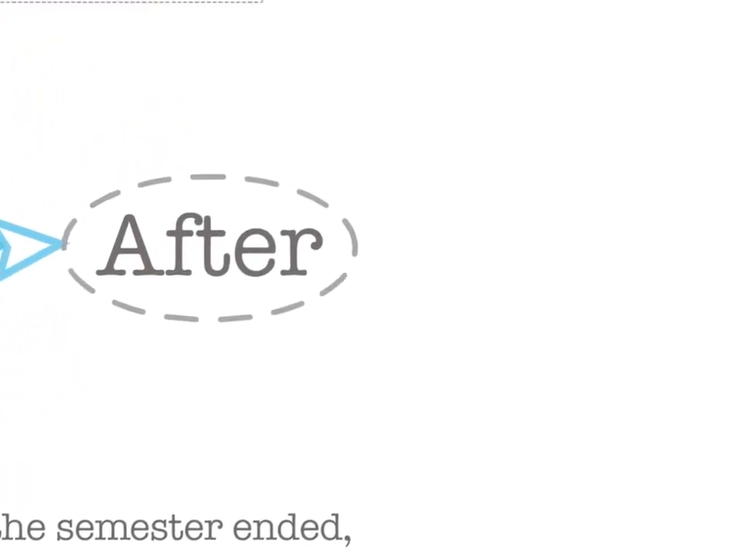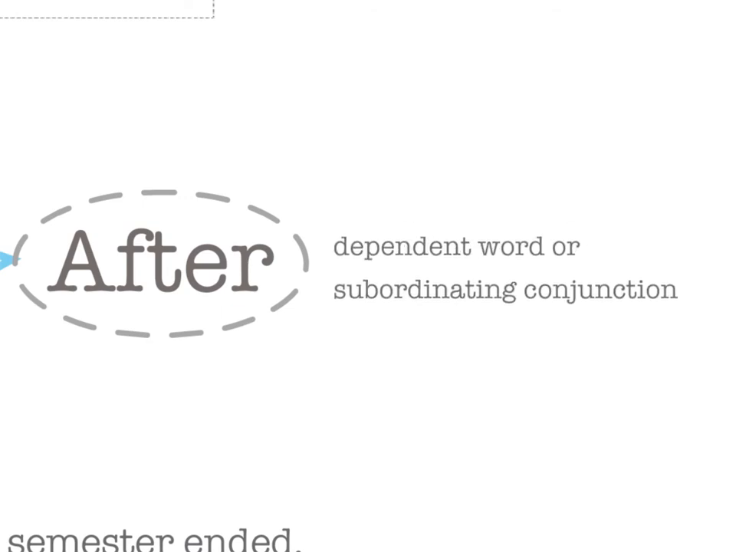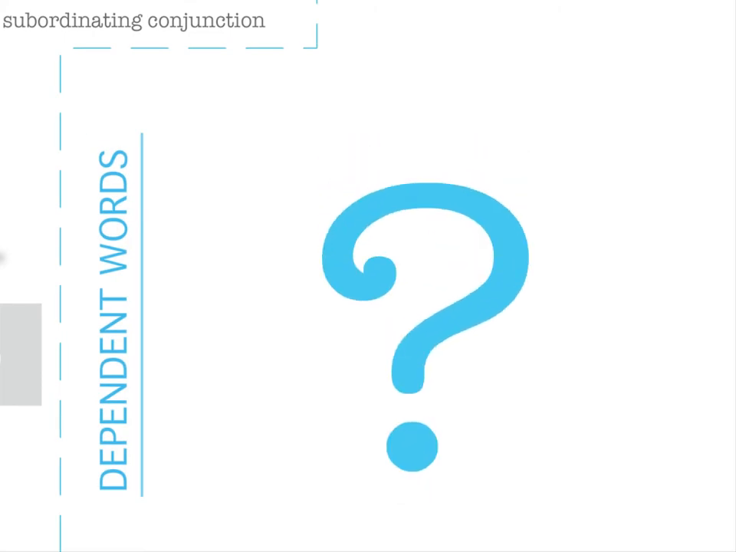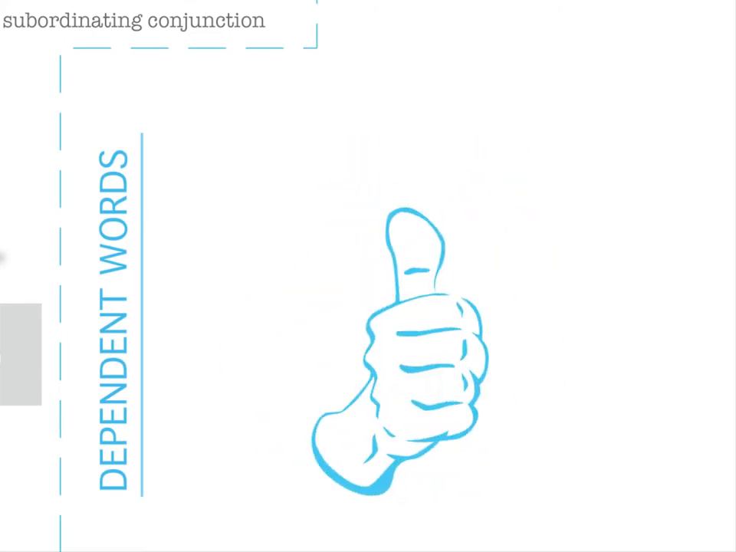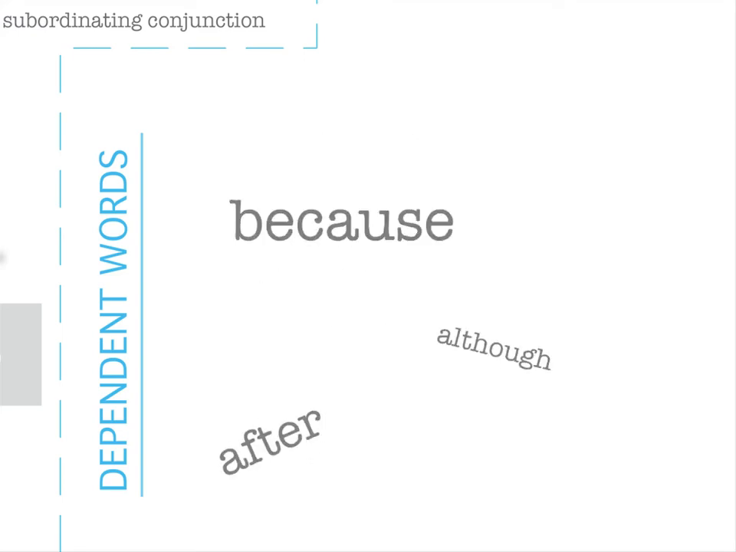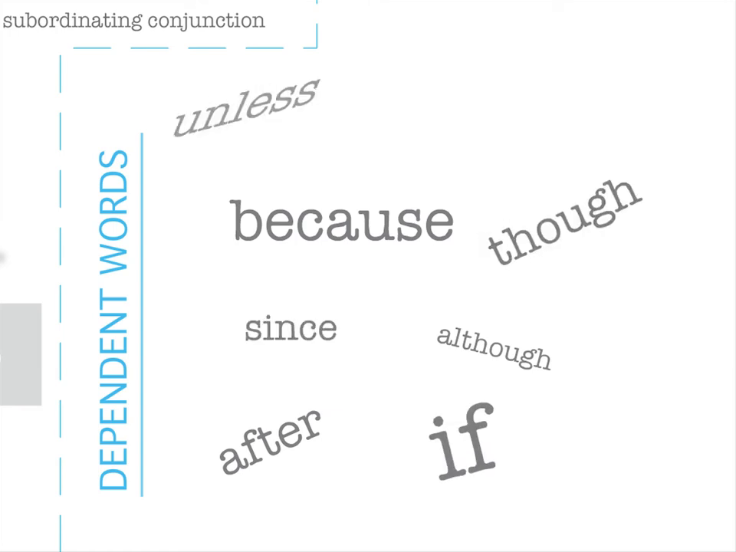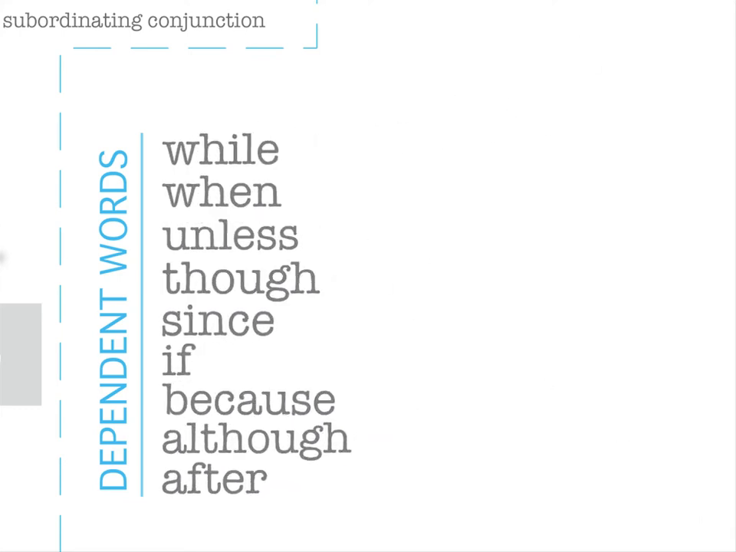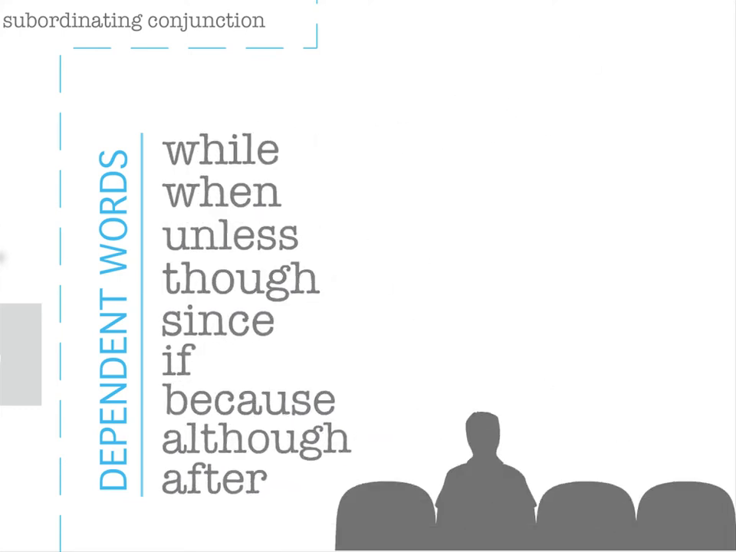Notice the word after. This is known as a dependent word or subordinating conjunction. There are many dependent words, and getting to know them will help you to know when a clause is dependent. After, although, because, if, since, though, unless, when, and while are all examples of dependent words. They leave the audience expecting more.